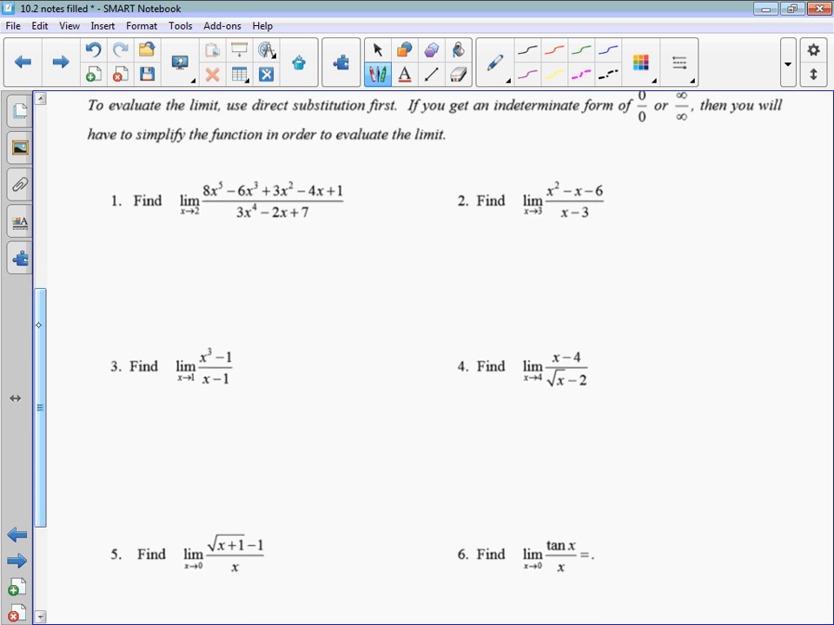So number 1. That looks terrible to factor, right? Do we even need to factor it though? No, what can we do to find the limit? Plug it in. So guys, take a second to plug it in. Without a calculator, do the multiplying, adding, and subtracting. I know you can do it. I know you can.